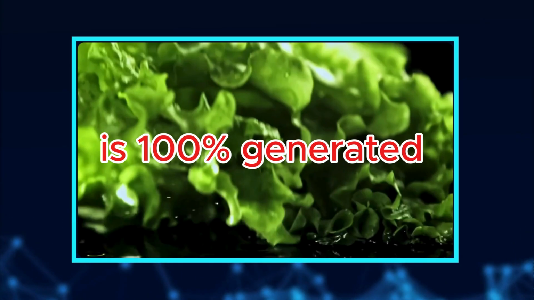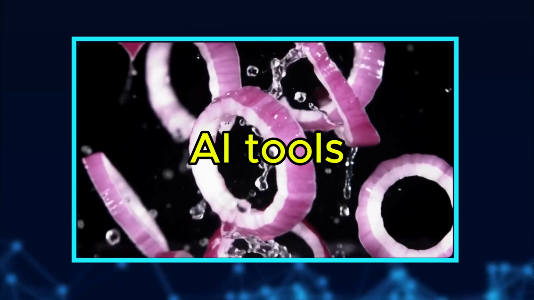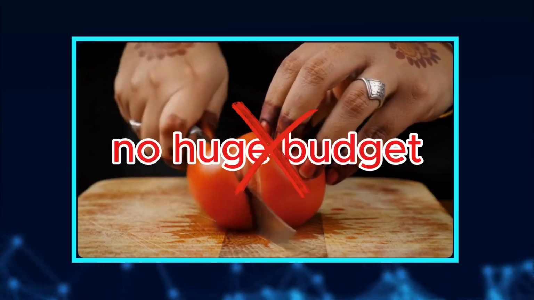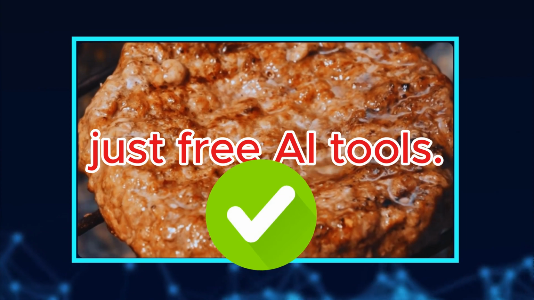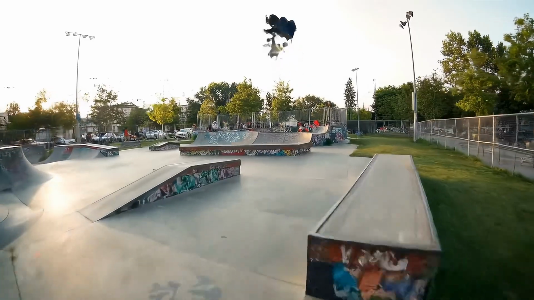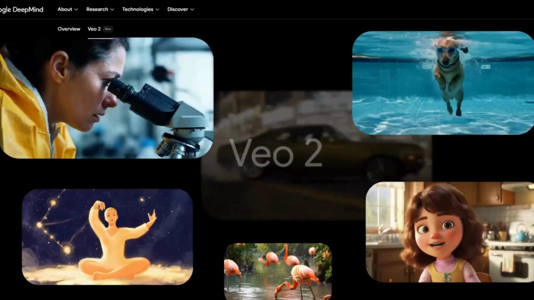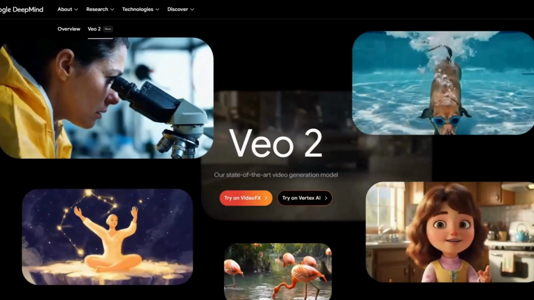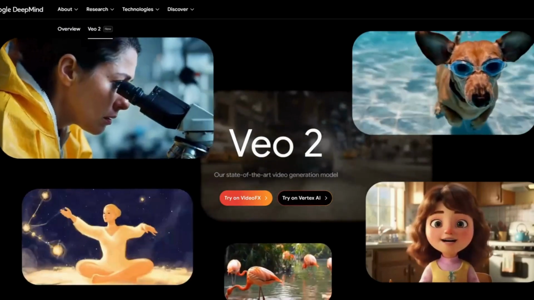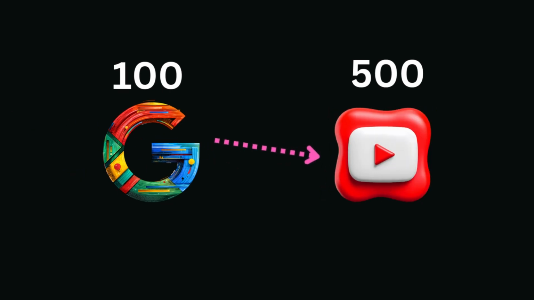This ad video was entirely generated using free AI tools. No expensive camera, no complex videographer, no huge budget, just free AI tools. Google recently opened up free access to its powerful AI video generator, VEO 2, for many Google accounts. You can create up to 5 8-second watermark-free videos per Google account. That means if you have 100 accounts, yes, you can generate 500 videos for free.